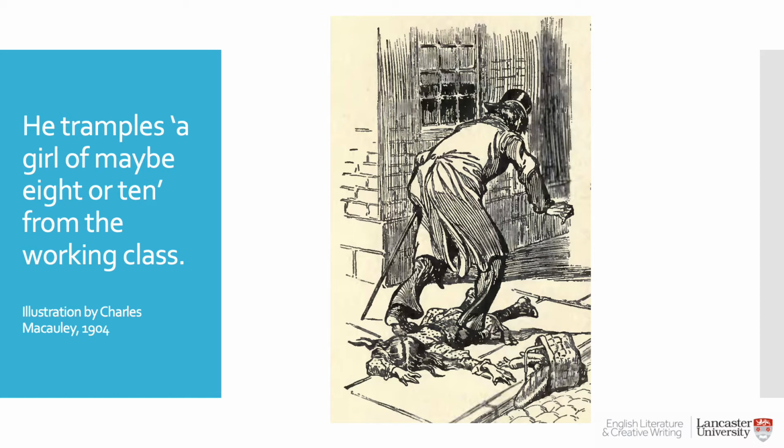The first act of violence is when Hyde tramples a young working-class girl aged between 8 and 10. This is not a crime of passion. Hyde simply cannot be bothered to step around the fallen child after he bumps into her and knocks her over. Instead, he walks over her body while she screams.